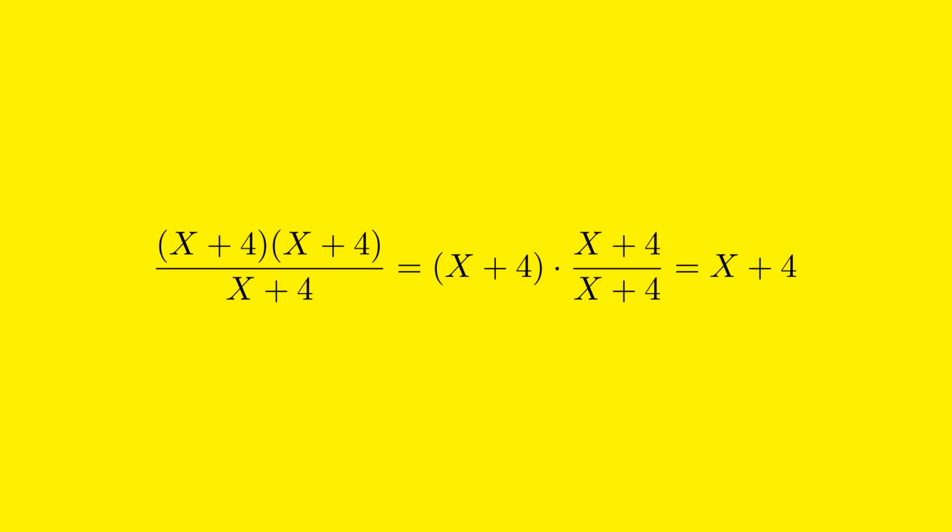Therefore, the simplified form of the rational expression is x plus 4. This completes the solution and is the final step.